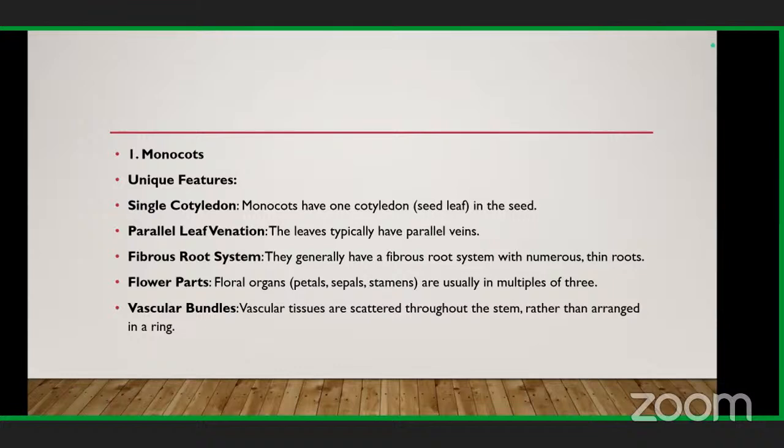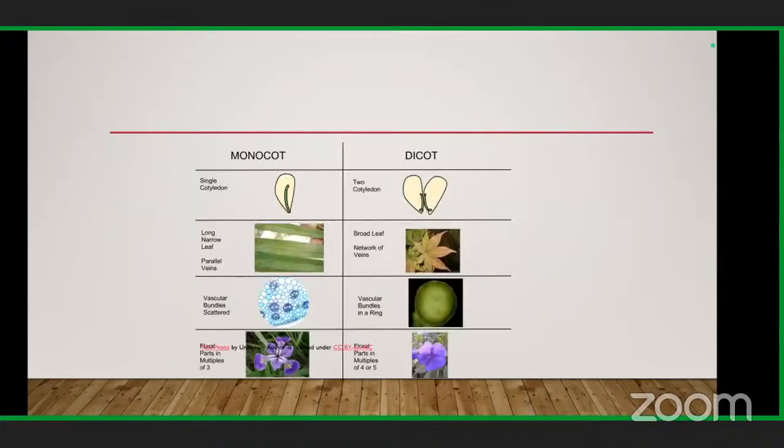Next are the flower parts. Floral organs, petals, sepals, and stamens are usually in multiples of 3, like 3, 6, 9. This way you will find. Next, vascular tissues are scattered throughout the stem rather than arranged in a ring. Anatomically, it is scattered in the stem, meaning xylem and phloem are scattered. It is not arranged systematically. That is the monocotyledons. So this is the key difference between monocot and dicot.